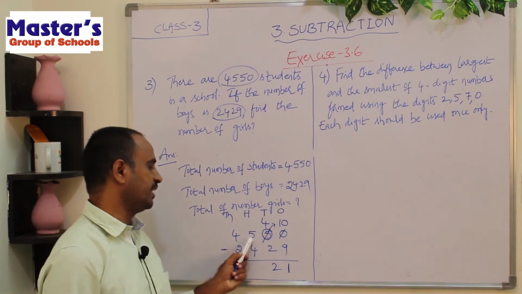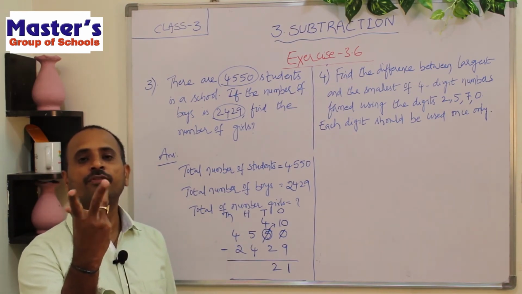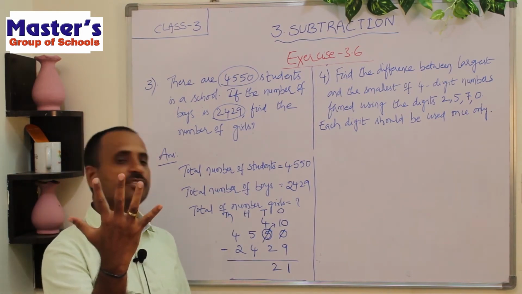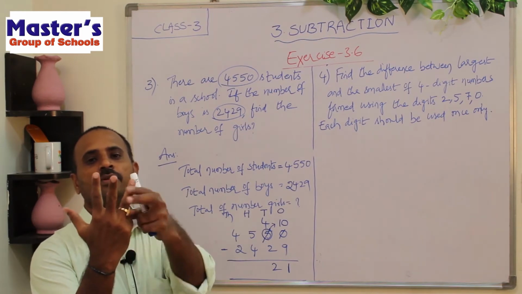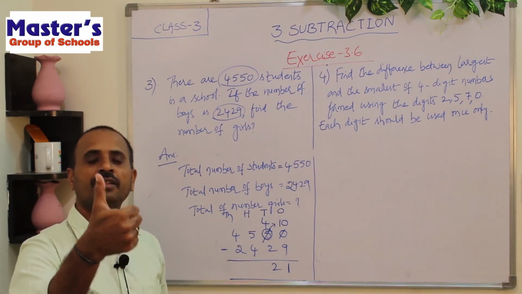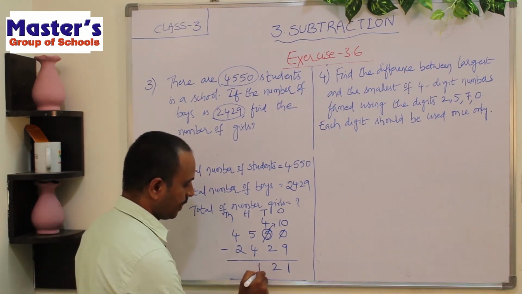What is the first digit in 100's place? 5. So open 5 fingers of your hand. 1, 2, 3, 4, 5. What is the second number? 4. Among these 5 fingers, close 4 fingers. 1, 2, 3, 4. I have closed 4 fingers. How many fingers are there remaining? There is only 1 finger. Write 1 under 100's place.